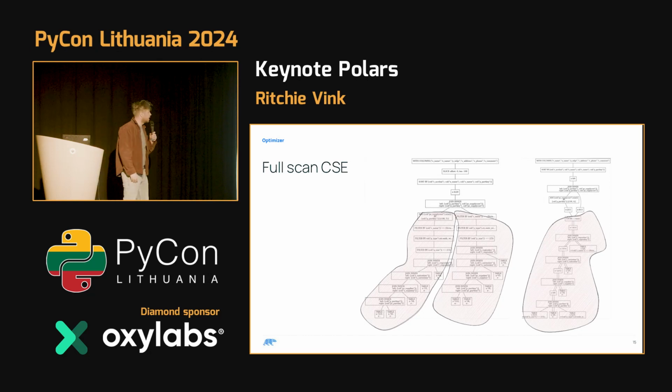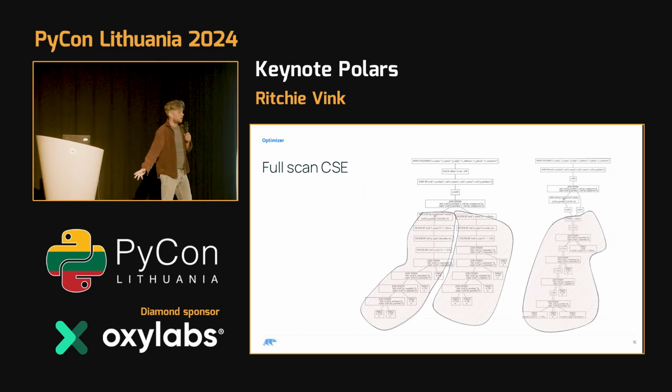Another optimization we added in the optimizer. I'm really happy about this one. This is full scan common subplan elimination. So this is a query from the TPCH benchmark. The TPCH benchmark is a common benchmark used for databases.